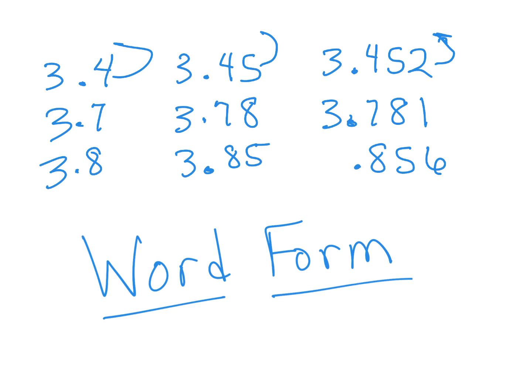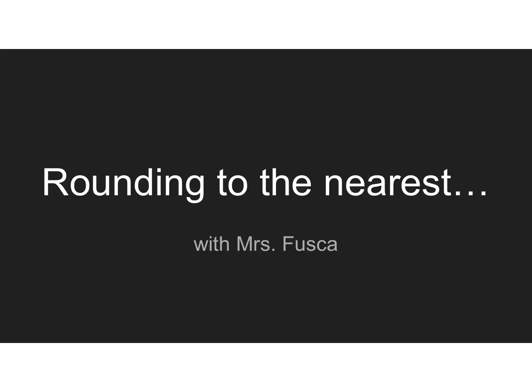3 and 781 thousandths. 3 and 856 thousandths. So it doesn't matter what's over here, you just say that like you would normally say it, like we had 1,423 and 856 thousandths. So that's how you would say these numbers. So practice this. Okay, we're going to take the rest of this time to practice rounding to the nearest whatever, tens, hundreds, ones, thousandths, whatever it is.